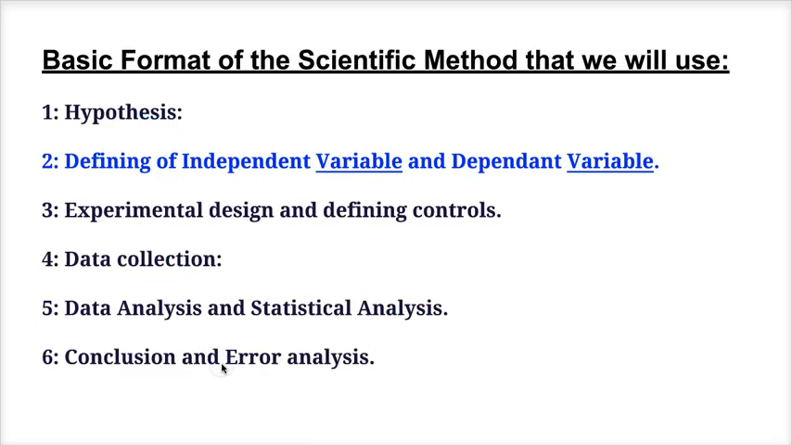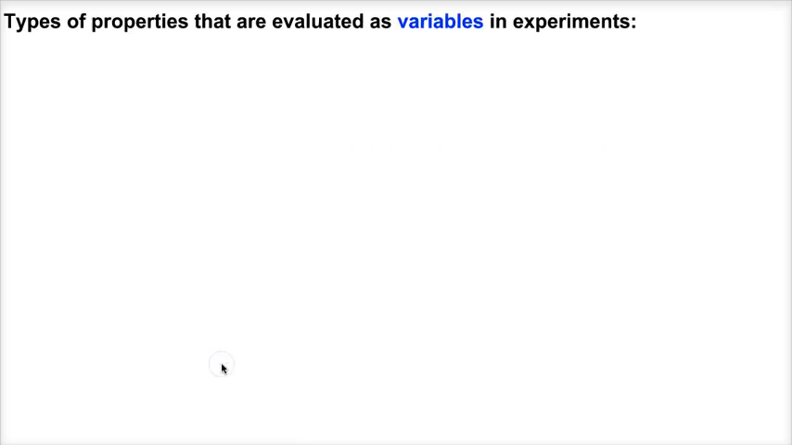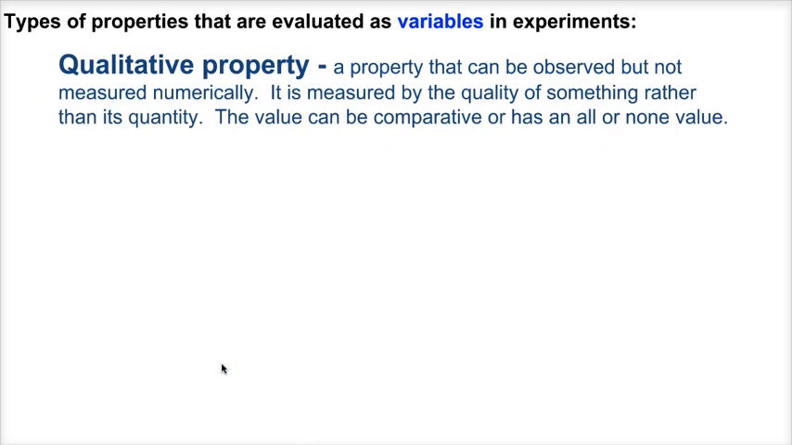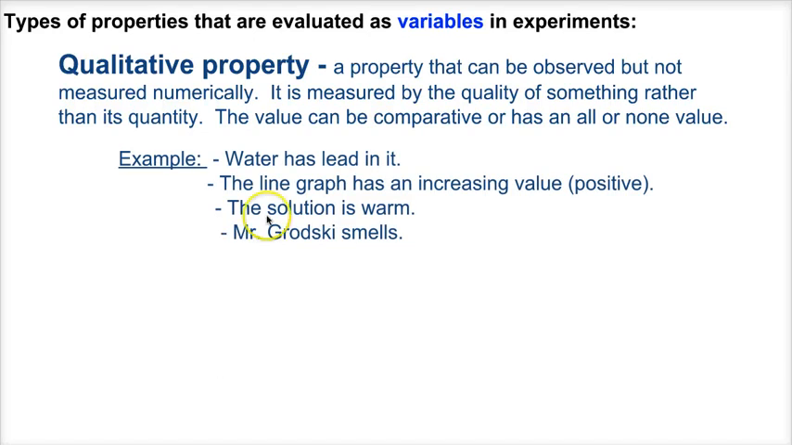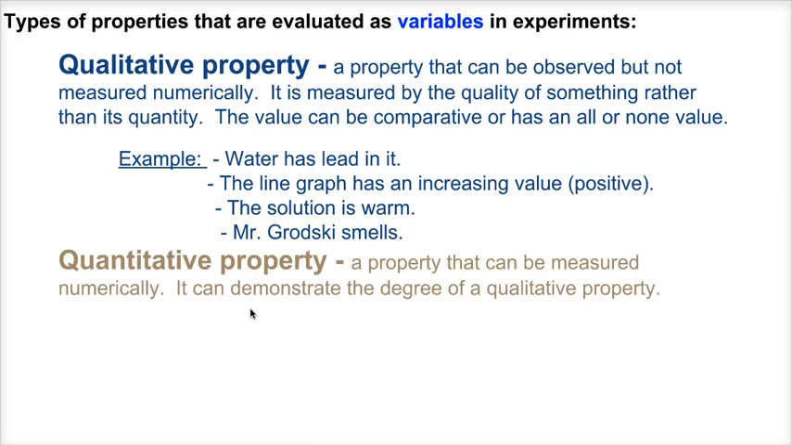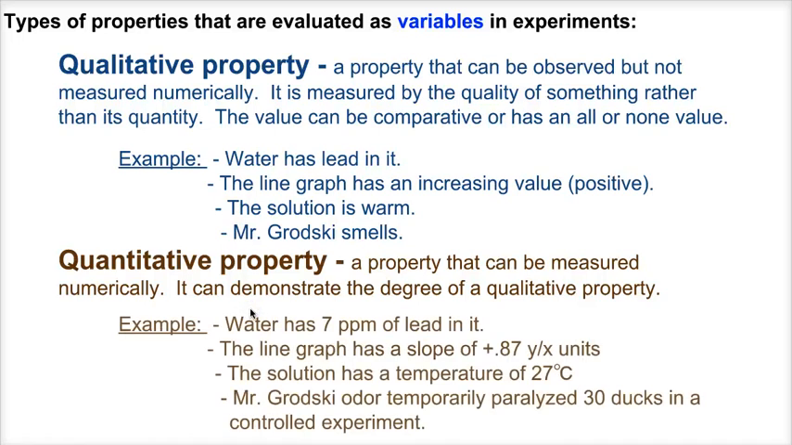Okay, so we can go through that. And we define the independent variable. We've done it before, but we do so understanding there are two types of properties. There are qualitative properties, properties that are not based on a number, they're based on a quality. For instance, I smell, or the water has lead in it. Quantitative properties, as we talked about, are something that we can measure. What is the actual temperature, as opposed to saying it's warm?